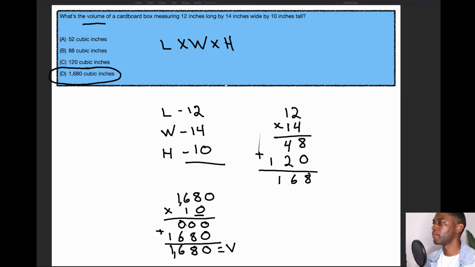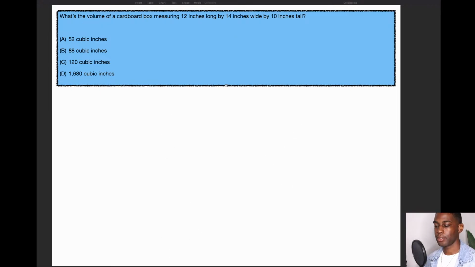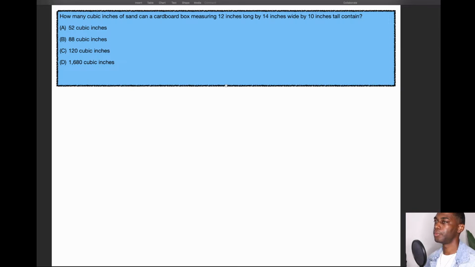All right. Without any further ado, we are going to jump into the next question. Boom. How many cubic inches of sand can a cardboard box measuring 12 inches long by 14 inches wide by 10 inches tall contain?